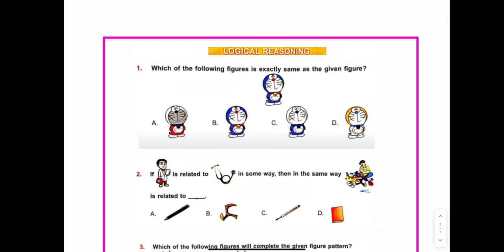Let's get started. So first we have the logical reasoning section, in which question 1 is: which of the following figures is exactly the same as the given figure? This is the given figure and these are the four options, and we can see option B is the same.